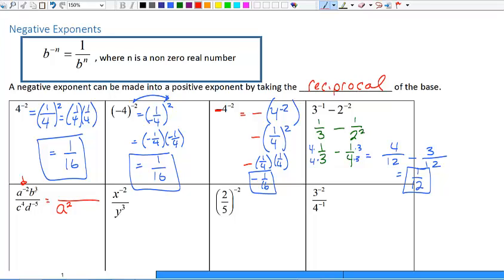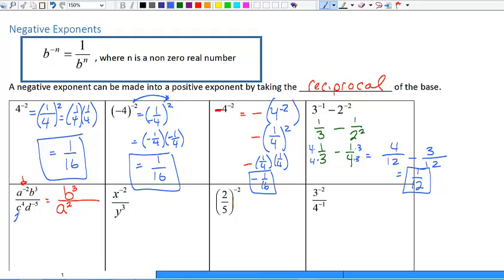Now, b cubed was in the numerator as well. He was living upstairs already. He was a positive exponent. He's happy where he's living. What are you going to do to him? Well, he's just going to stay there. There's no reason moving tenants that are already happy where they're living.